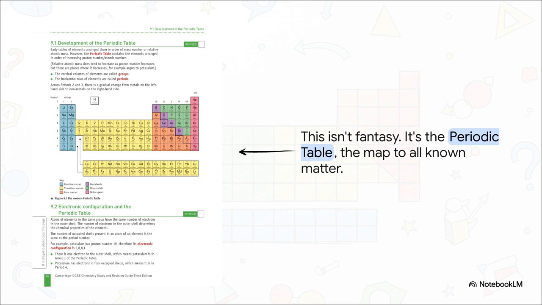This isn't science fiction, it's not a fantasy map, it's the periodic table of elements, and its amazing, elegant structure holds the fundamental rules for literally all the matter we have ever discovered. So let's start breaking it down.